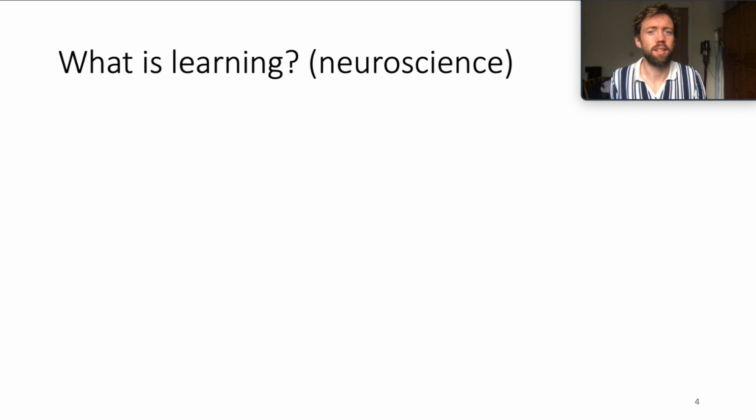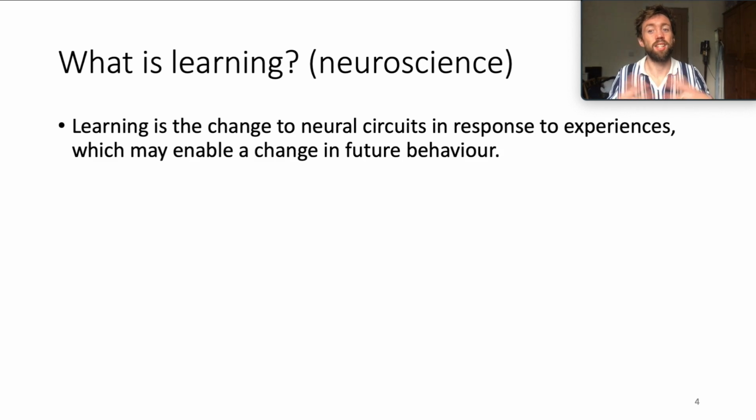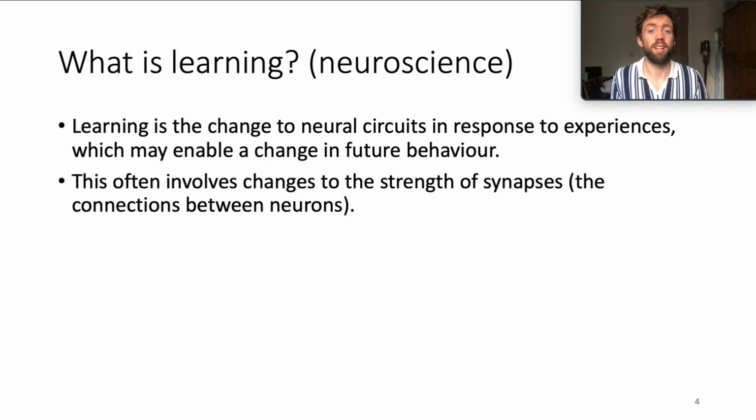So what is learning, this time from a neuroscience point of view? Learning is the change to neural circuits in response to experiences, and often the changes happen so that you can enable a change in some future behavior. And this often involves changes to the strength of the synapses, which are the connections between different neurons.